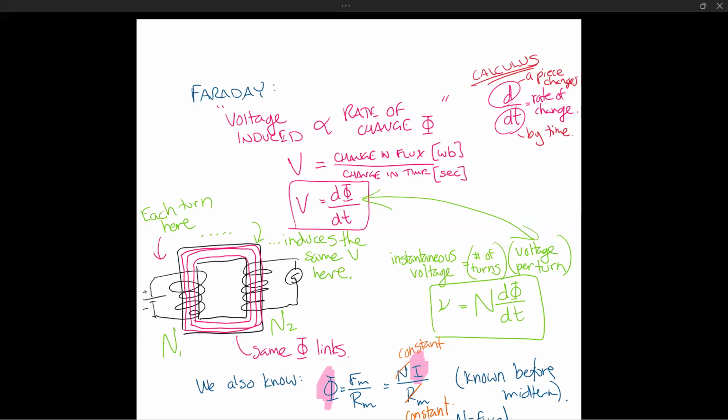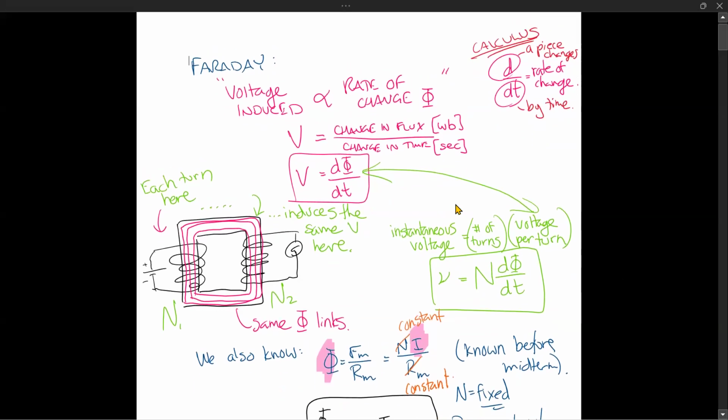So Faraday is all about the change. It's all about the change in the flux, and it's all about the change in current. Faraday recognized that if you change the amount of flux that is going through a magnetic circuit, then the voltage induced will be relative. The amount of voltage that will be induced is relative to that change in flux.